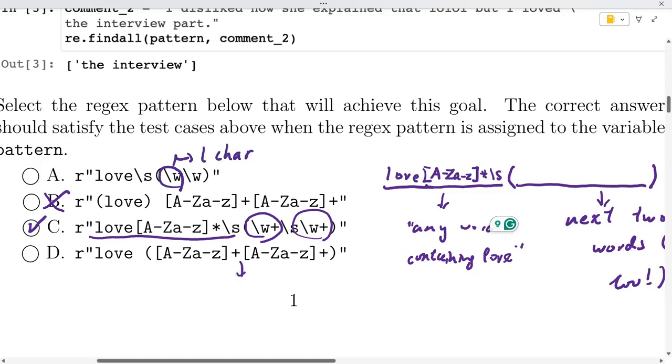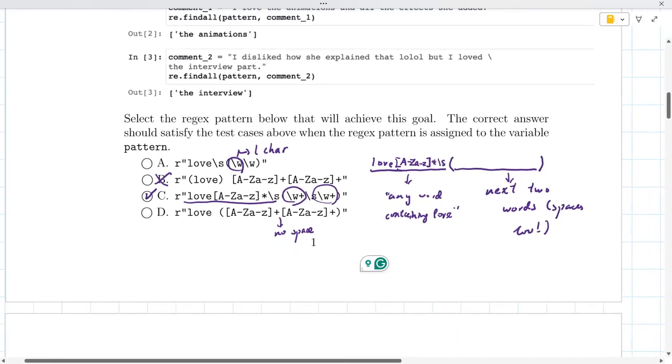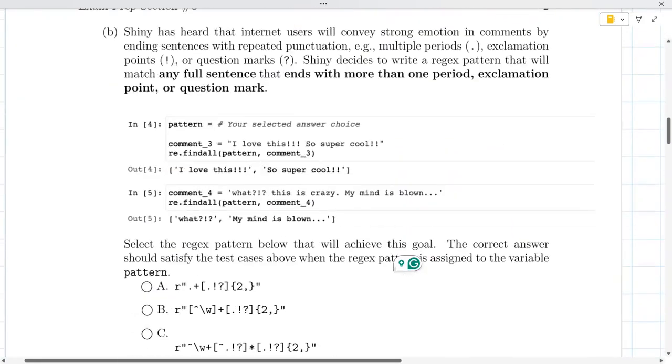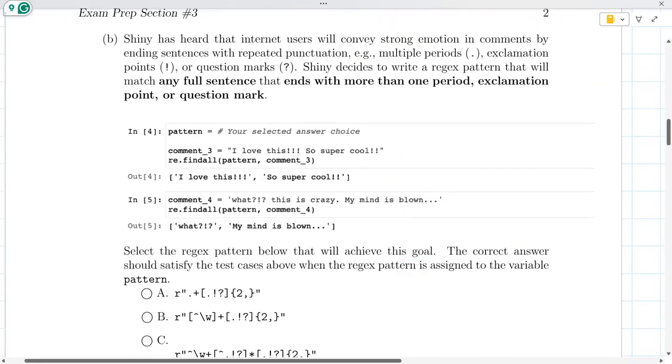Option D doesn't work because there's no space between the words. Okay, so that's how the first subpart looks. On to the second subpart.